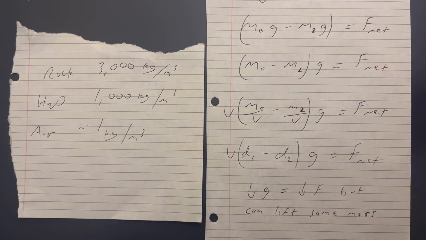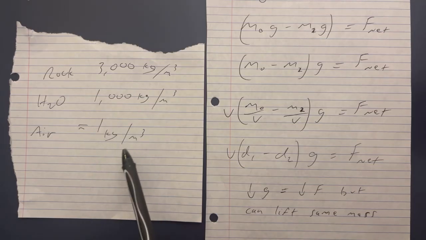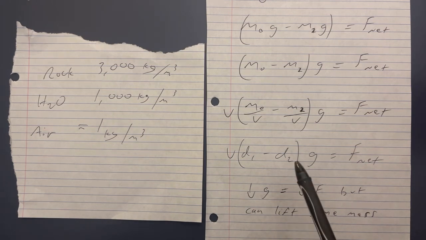1. So for example, if we just have a rock sitting on the ground in the air, then we could take that 3,000 kilograms per cubic meter minus 1 kilogram per cubic meter. 3,000 minus 1 would be 2,999. So basically on a scale that weighs kilograms, we don't even have to use the g either.